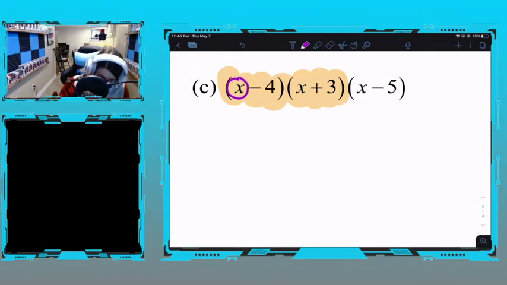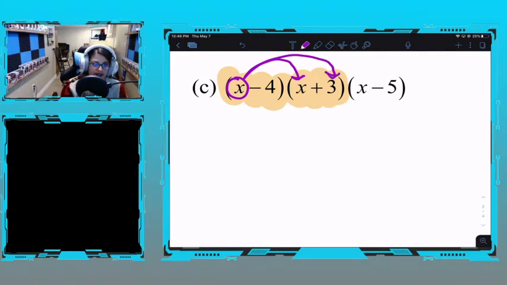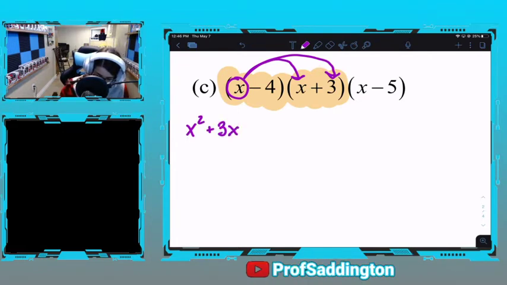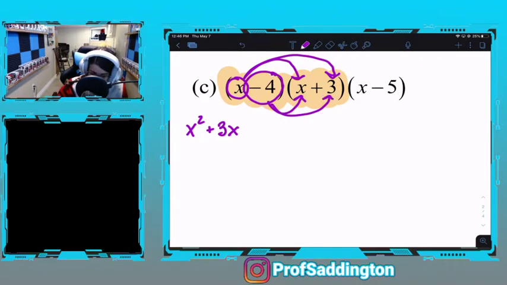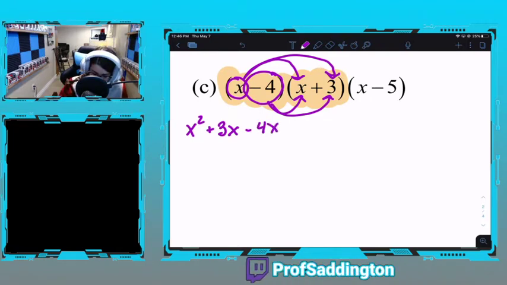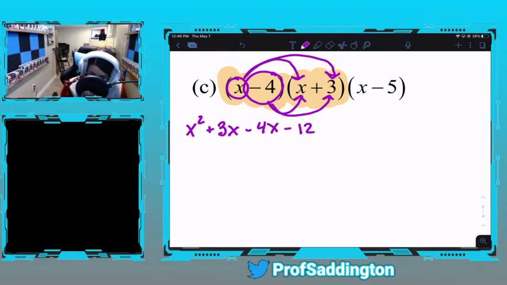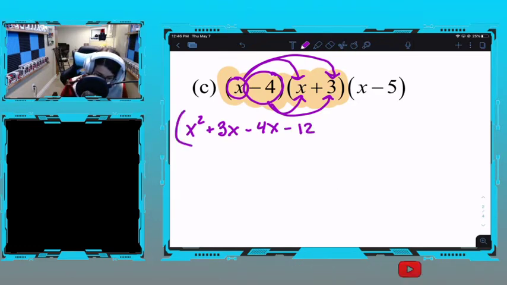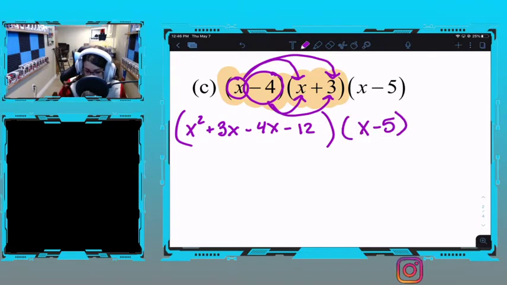So that means my x is going to be distributed to the other quantity. So we get x times x is x squared. X times 3 is plus 3x. Now I'm going to distribute the negative 4 to both of those. So negative 4 times x is negative 4x. Negative 4 times 3 is negative 12. And now technically that all still needs to be in parentheses because it is being multiplied by x minus 5.